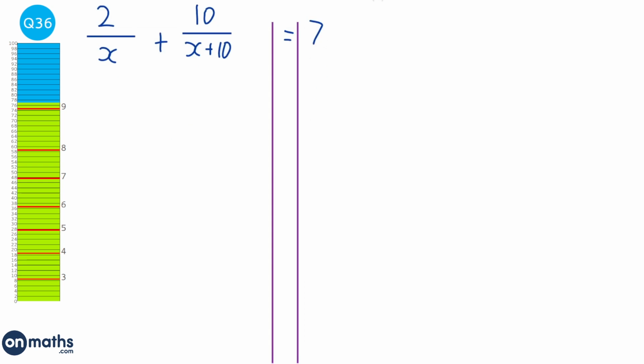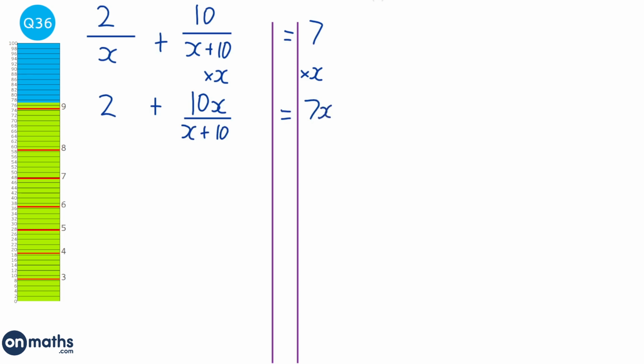Okay, first thing I'm going to do is get rid of the fraction on the left hand side. I'm going to do that by timesing everything by x. And don't forget, it's not just both sides, you've got to times all the terms. So we're going to times the first fraction by x, which will just give us 2. Times the second fraction by x. Well, when you times a fraction by something, you times the numerator. So it would be 10x over, and it would be x plus 10. Denominator stays the same. And here it just becomes 7x.